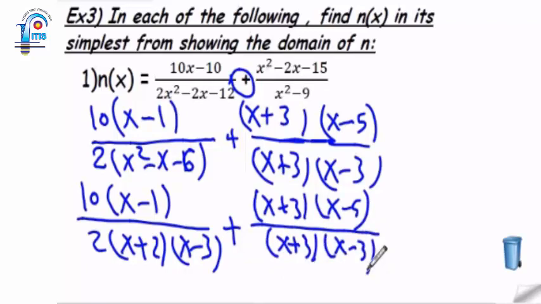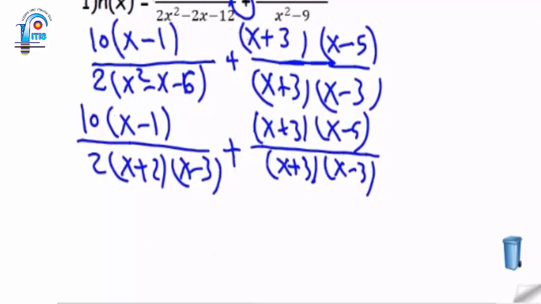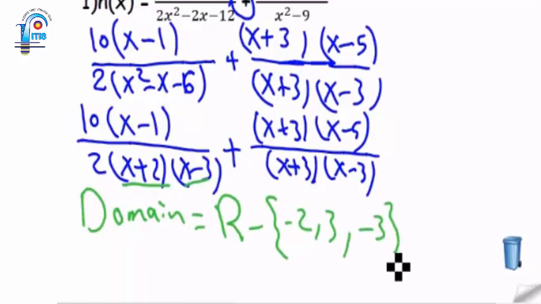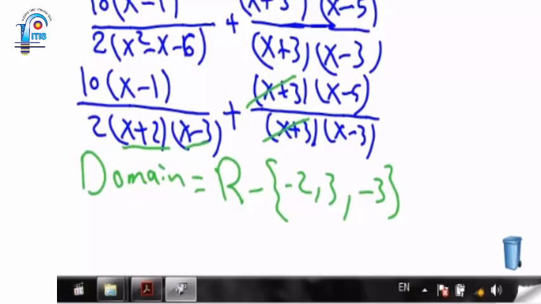After we finish the factorization, the second step is to get the domain. How to get the domain? The domain of the fractional function equals R except the set of zeros of the denominator. Here x equals negative 2, and here x equals 3, negative 3. The last step, cancel out. Just cancel x plus 3 with x plus 3. We write our fraction again, but in the simplest form.